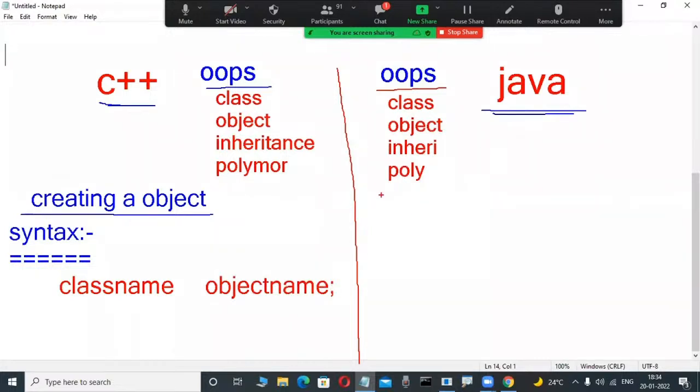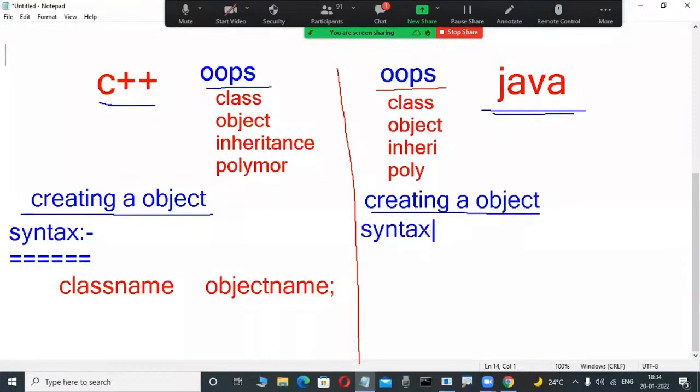Suppose we want to create an object in Java also. Now observe here. Suppose they want to create an object from a class. Don't worry. Creating an object from a class in Java, is anybody technical here? Maybe tell me the syntax roughly.